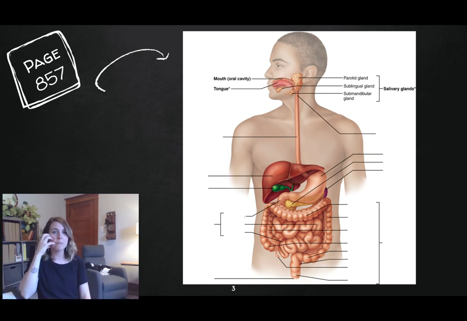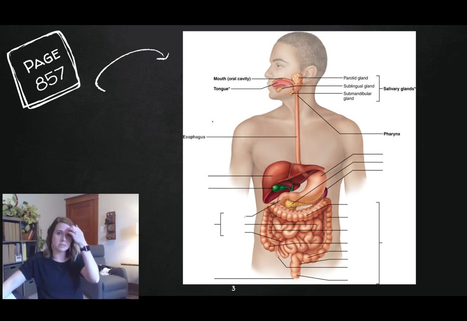My tongue pushed that food back. I swallowed it. It went through my throat, or my pharynx, from last chapter. And then, thanks to the epiglottis, it would cover up my trachea when I swallowed and prevent me from choking, aspirating on that food. Instead, it would force it down the tube behind the trachea, my food tube, which is your esophagus. So that's our next structure coming down here, the esophagus.